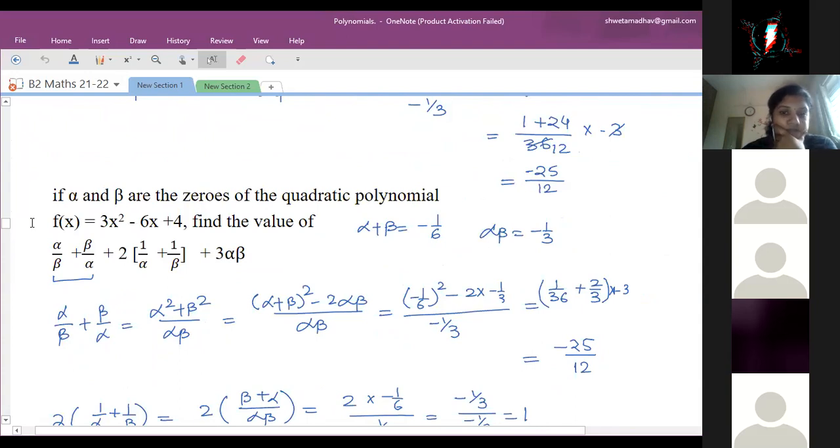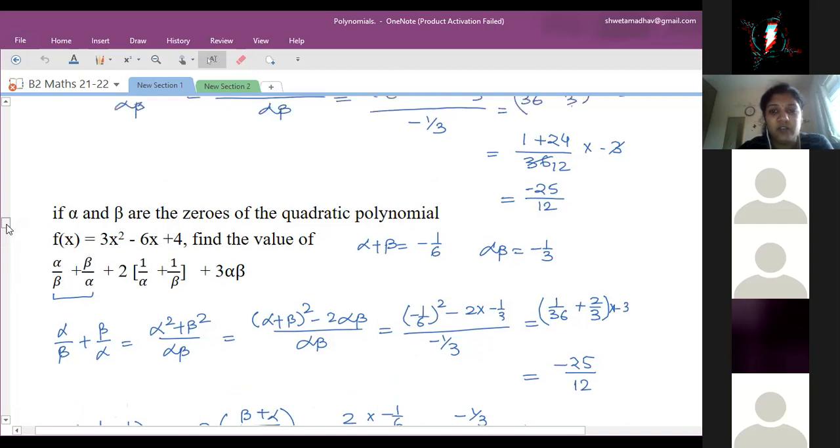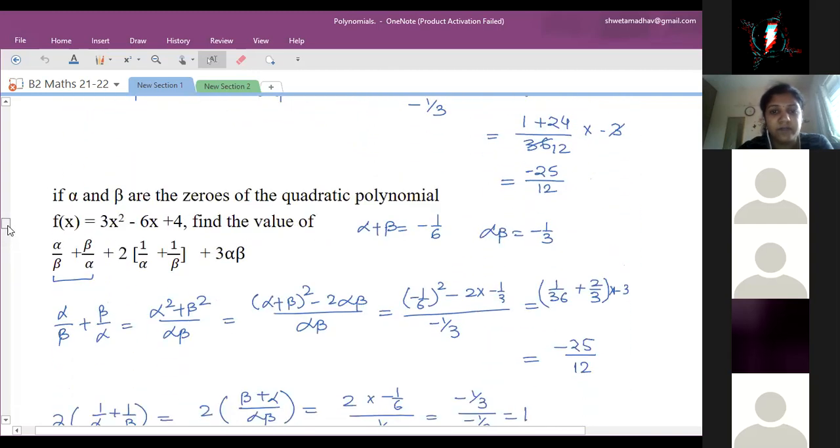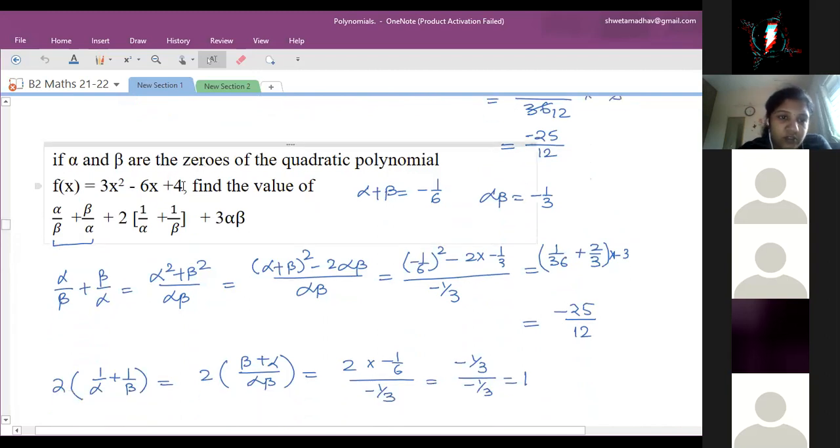This one. Now, what is the answer? Is it 8 or is it something else? For this question, 3x square, there is a polynomial; that is actually a printing mistake. Whatever equation you have got, if you solve these values, alpha by beta plus beta by alpha plus 2 into 1 by alpha plus 1 by beta plus 3 alpha beta, you will get minus 25 by 12 as the answer. Okay, ma'am, I got it. Thank you, ma'am. But here, this equation is not there.